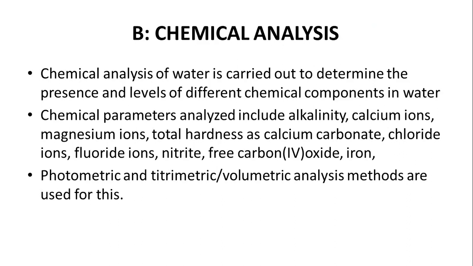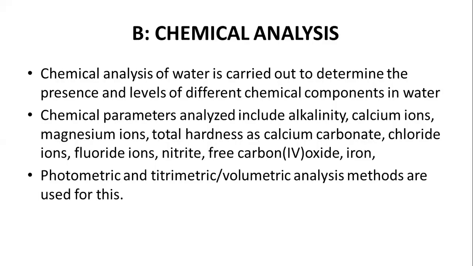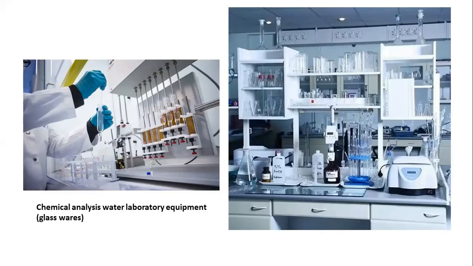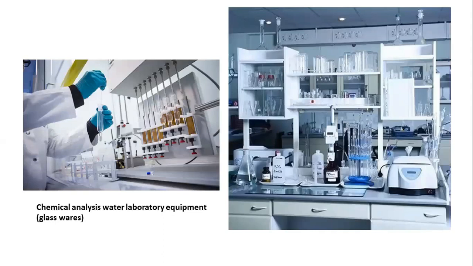We are basically testing for the chemicals that might be present in your drinking water. So the chemical analysis of water is carried out to determine the presence and levels of different chemical components in water. Parameters analyzed include alkalinity, calcium ions, magnesium ions, total hardness, chloride, fluoride, nitrates, CO2 ion, and many others. For this analysis, we'll use the photometric and the titrimetric or volumetric analysis methods. On to the next slide.